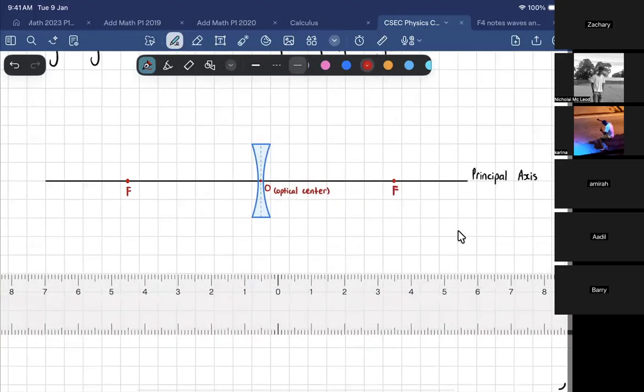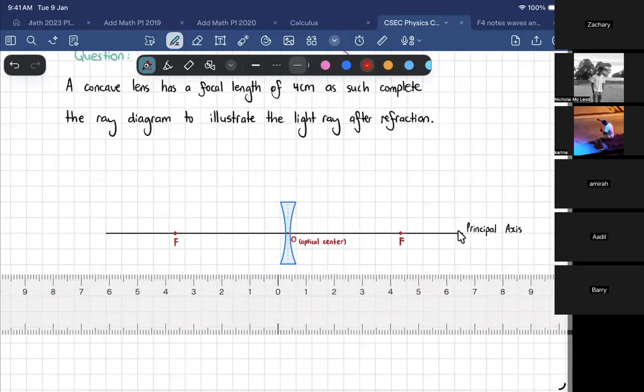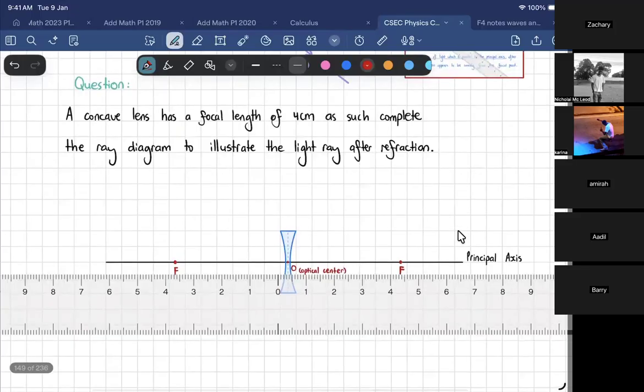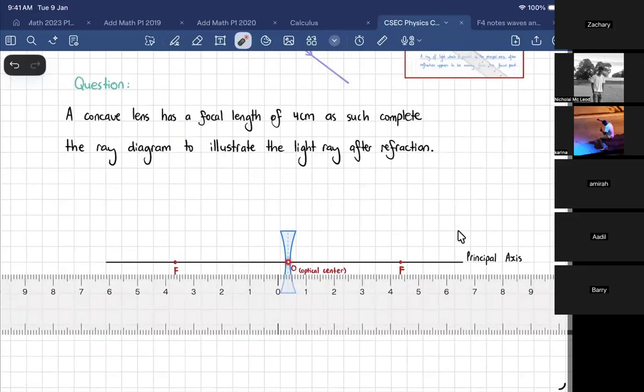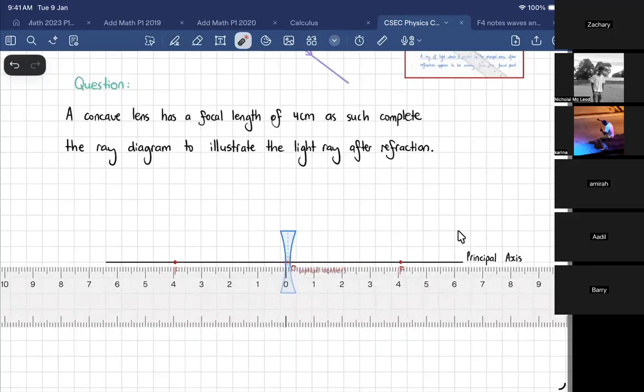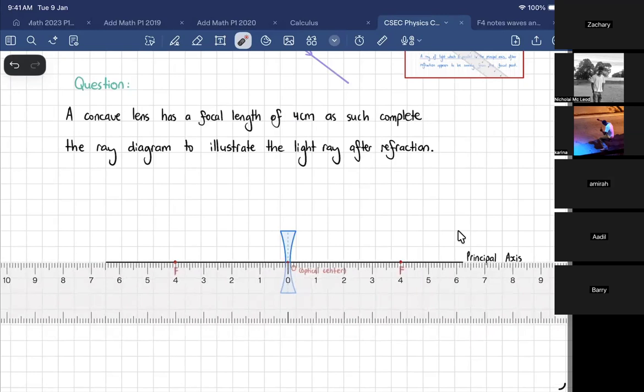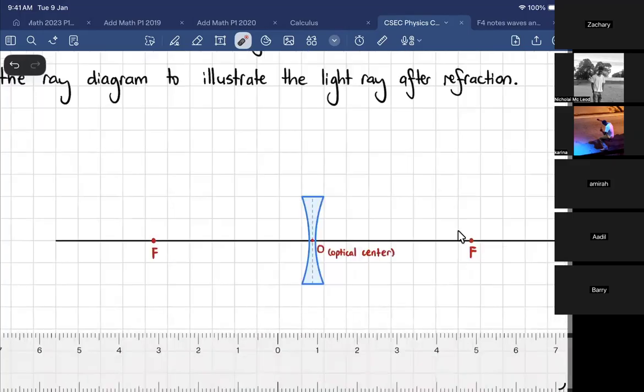All right, Danelle, he was asking me how would I know where to put F? So in the question, I told you that we have a focal length of 4 centimeters. So what did I do? I drew my lens, I put on my optical center, and from the optical center, I measured 4 centimeters and put F. That represents the focal point. Let me know if you understand that, Danelle. Yes, sir, understand.